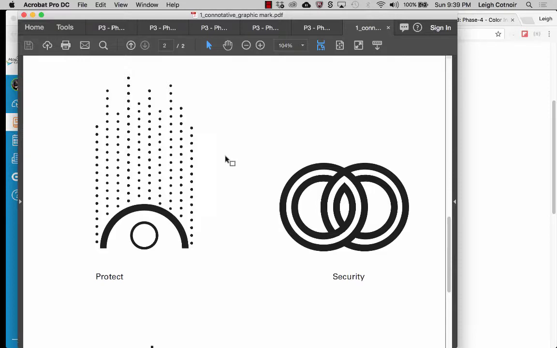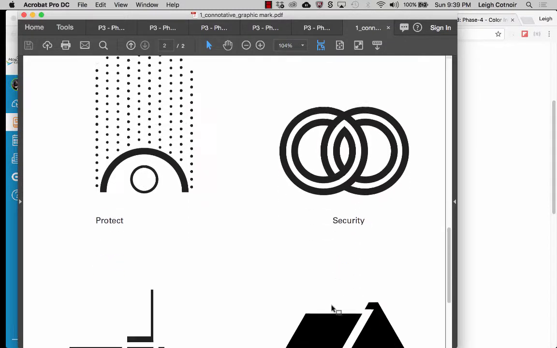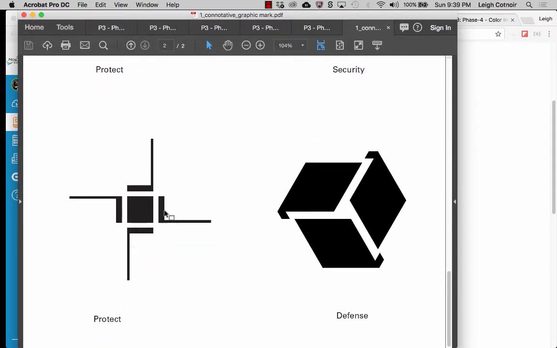These are some others that are some examples put together. These are actually not put together by me, but it gives you some example ideas, right? So protect, this is sort of like the umbrella with rain, if you want to look at it like that, or anything coming down, but something is being shielded. Security, you see these interlocking circles, right? Protect, right? You start to get the idea of that as being something that could be protection, defense. All right, these are just some case studies.